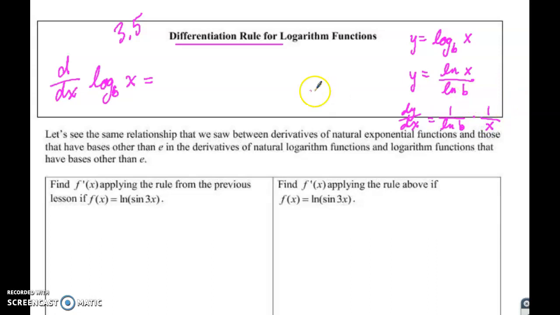And then just remember the chain rule. And that's exactly what this derivative is. 1 over natural log of b times 1 over x. And then again, chain rule. Write that out when it's applicable.